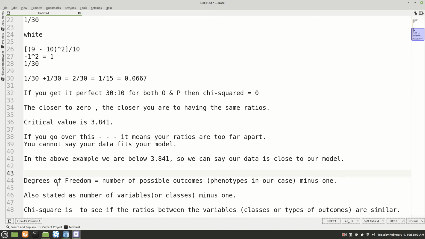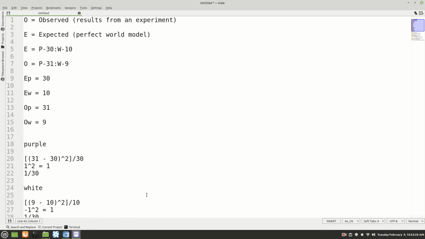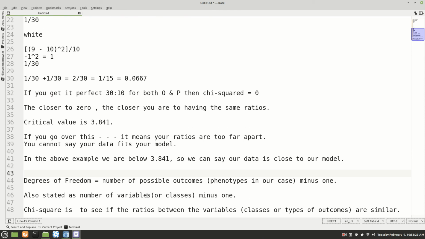But here are the things you need to know. You need to know how to do the degrees of freedom. You also need to know how to state the number of variables, or find out the number of variables, so that you can figure out the degrees of freedom. And then you need to understand that chi-square is just to see if these ratios, the ratios are like 30 to 10 or 31 to 9, how to test and figure out if those ratios are close enough or too far away for us to accept our model of the world, or reject our model of the world, which is what your hypothesis is all about.